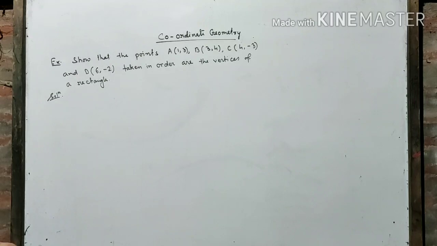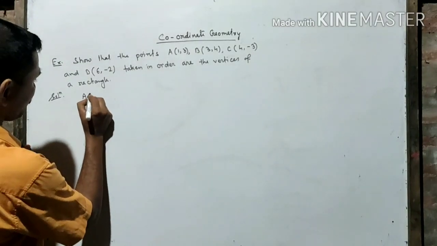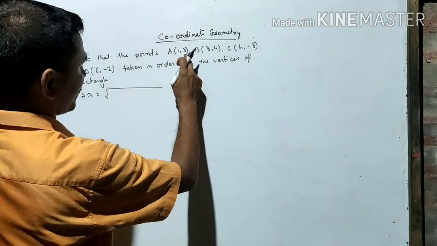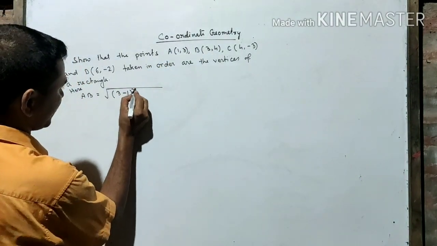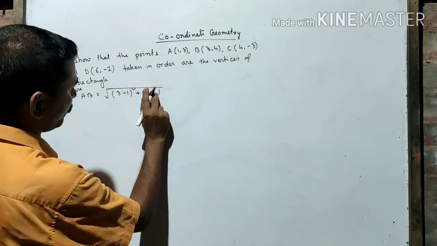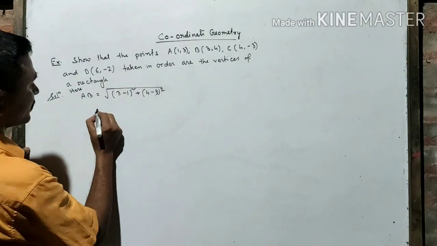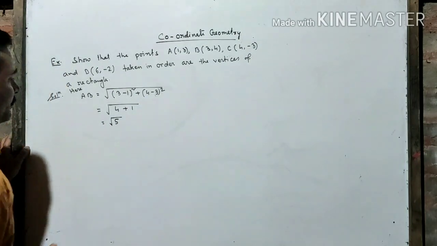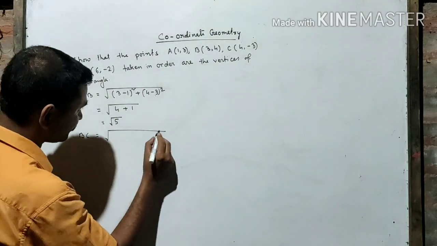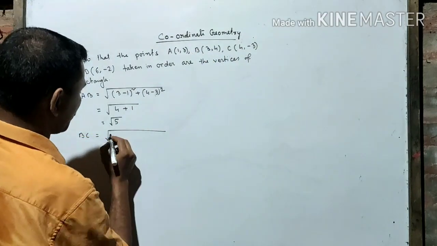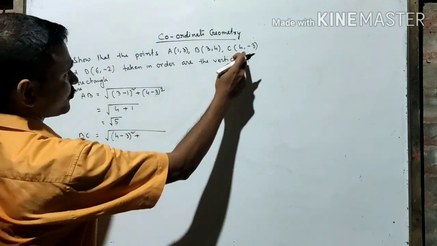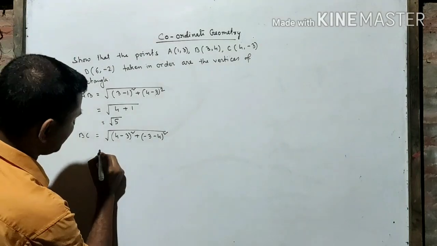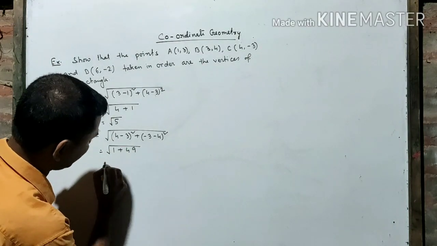So first we will find the lengths of all sides. So we'll start with AB. Here AB is equal to under root of x1 minus x2, plus y1 minus y2, whole square. This is equal to 4 plus 1, is equal to root 5. Then we will find BC, x2 minus x1 plus y2 minus y1, that is minus 3 minus 4. Okay. This is equal to 1 plus 49, is equal to root 50.